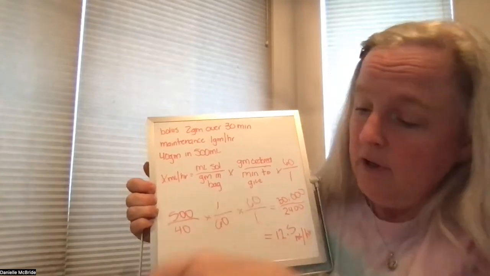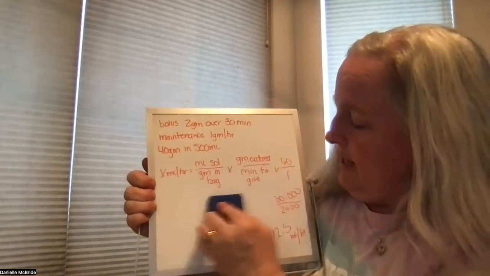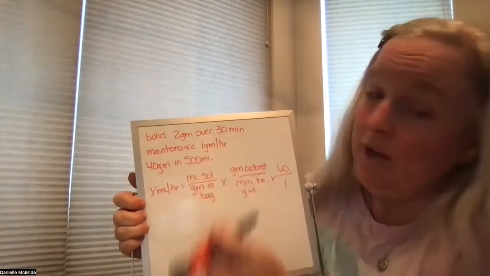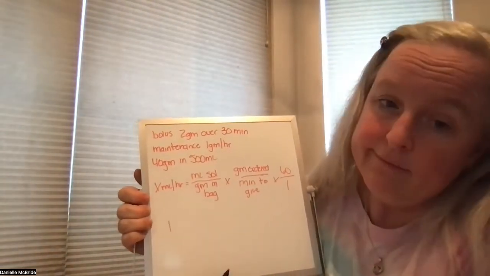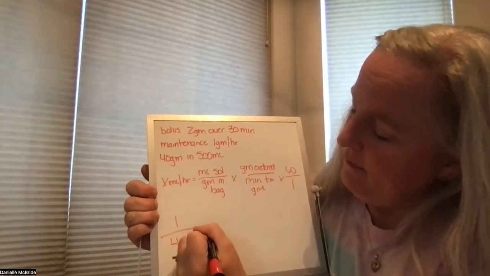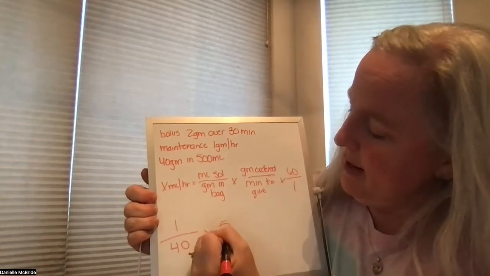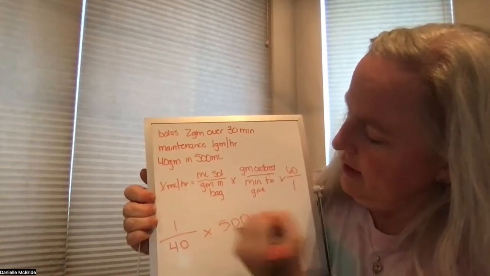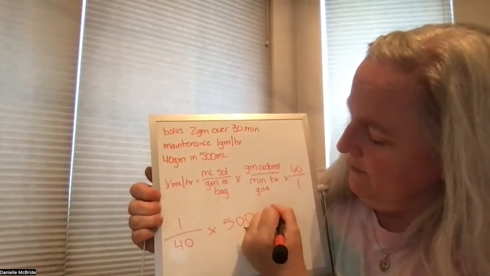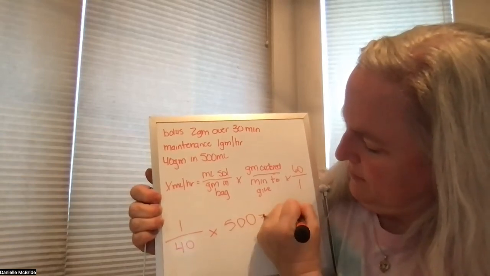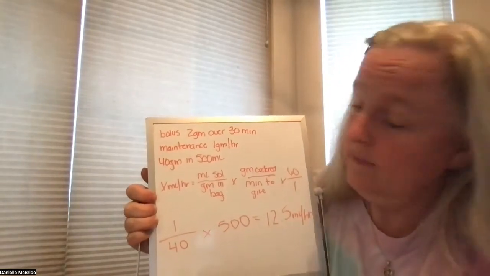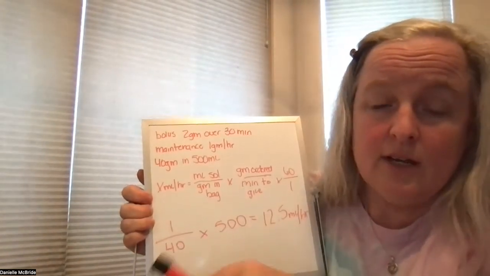So that's it. Now, if I don't use the formula and I do 1/2, what I want is 1 gram over what I have, which is 40, times 500 mLs in my bag. And if you multiply that out, you get 12.5 milliliters per hour. No rounding unless it tells me to round. That's it. So that's how you can solve magnesium.